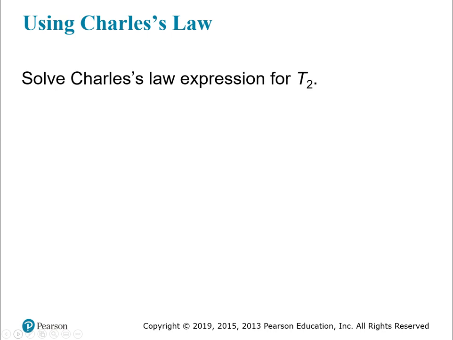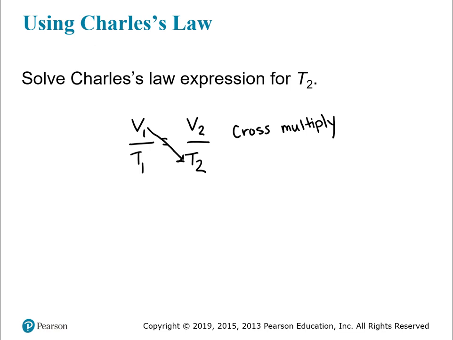Before we do an actual problem with numbers, I want to show you how to use Charles's law. Remember that this is a proportion, but it's not really that easy to use unless you do one thing first, and that is cross multiply. So you take V1 and multiply by T2, take V2, multiply by T1. Once you've done that, you can solve for any of the variables. In this case, we're looking for T2.